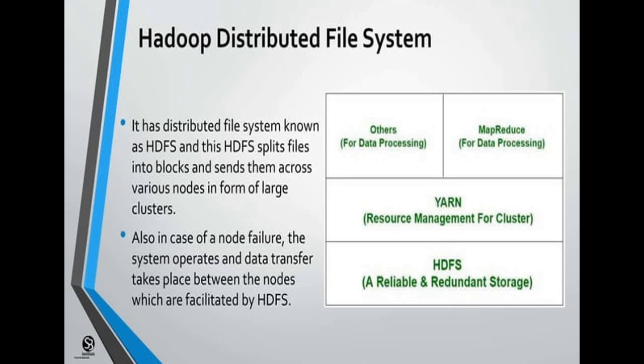So Hadoop consists of the Hadoop Distributed File System. In Windows, we know there are file systems such as NTFS and FAT. Like this, Hadoop architecture has a Hadoop Distributed File System, shortly named HDFS. HDFS splits files into blocks and sends them across various nodes in the form of large clusters. Also, in case of a node failure, the system operates and data transfer takes place between the nodes, which is facilitated by HDFS. Suppose a node fails in the file system, it is allocated to another node. So the working of the analytics is not disturbed.